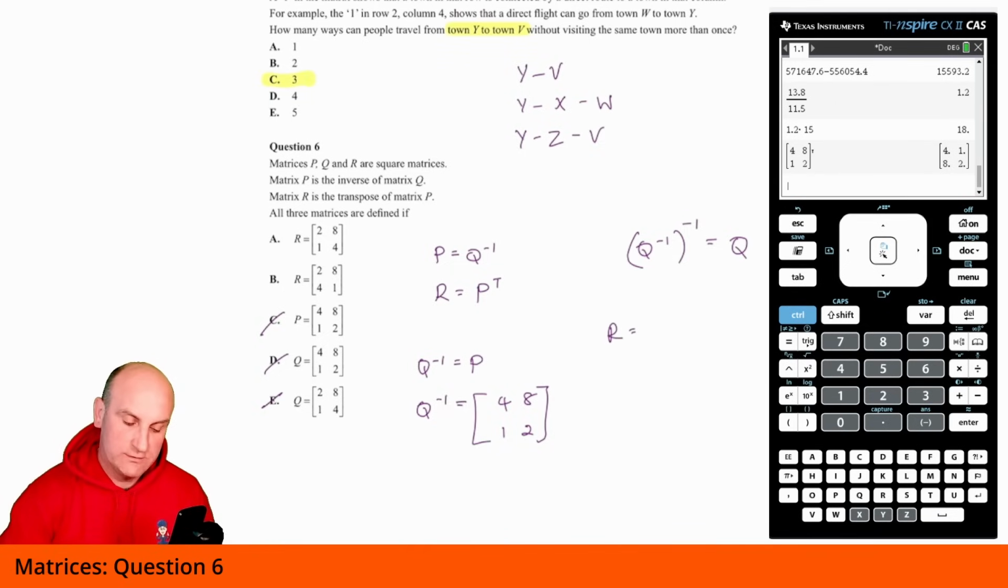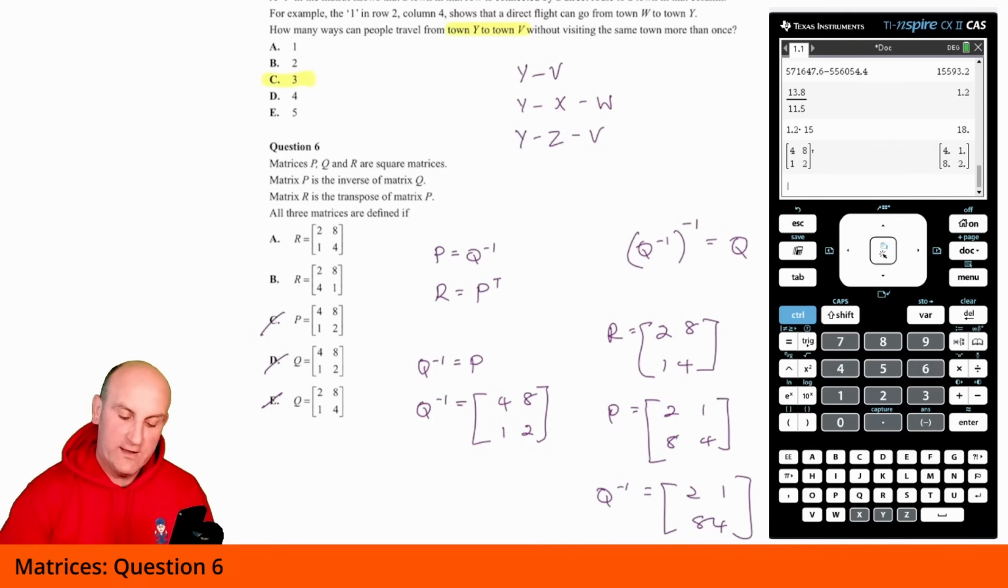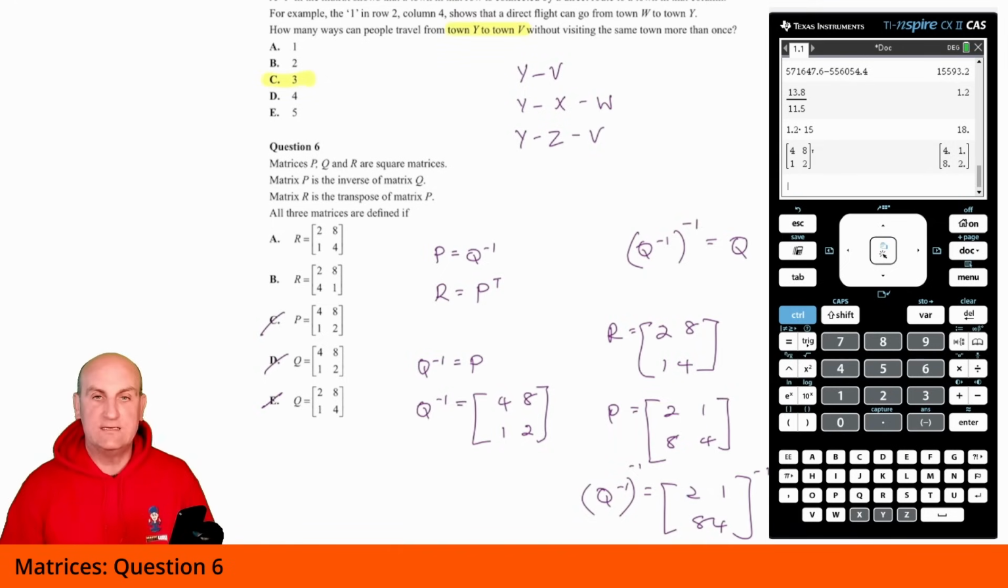We've got R is equal to 2, 8, 1, and 4. We know from this that R is the transpose of P. So I can go and say that P then is 2, 8, 1, and 4. And again, we know from here that P is Q to the minus 1. So I now know that Q to the minus 1 is 2, 1, 8, 4. So again, let's check. If I now raise this to the power of minus 1, is it possible to work out that to the power of minus 1?